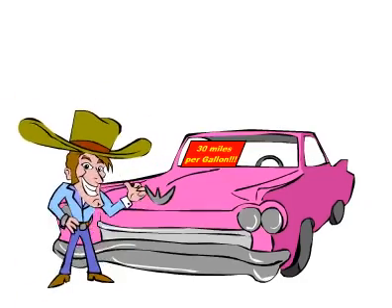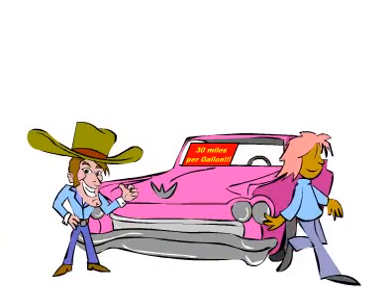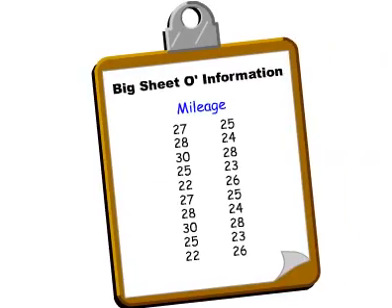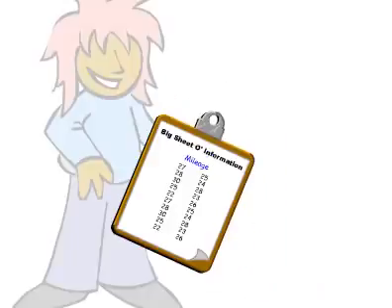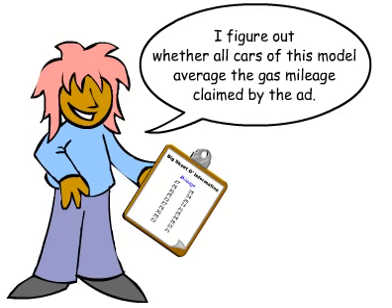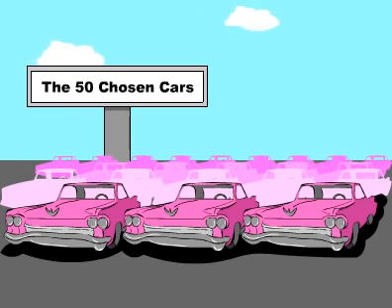But you might go to various dealerships that sell this model and randomly pick and drive only 50 of these cars. Then you could use the information to figure out whether all cars of this model average approximately the gas mileage claimed by the ad. We assume that the 50 cars we picked are representative of the hundreds of thousands of cars in the population.